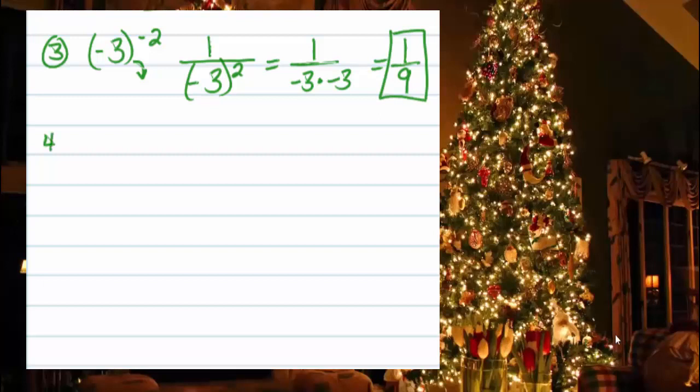Problem number 4. Negative 17 squared. Now remember that in this case, the squared value, or the exponent of 2, is only applying to the term in front of it, which is 17. So our final solution is going to keep the negative sign, and we square 17, which is 289. So our final solution then is negative 289.